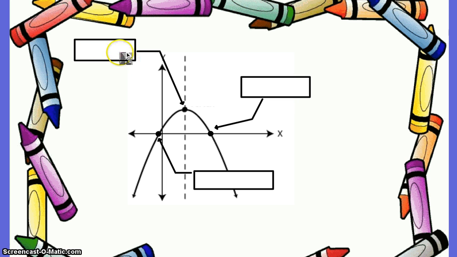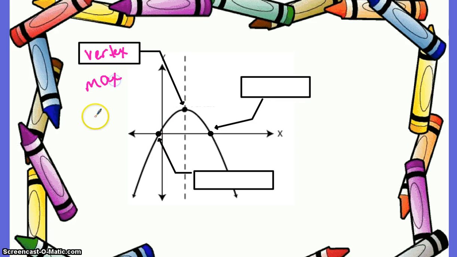First of all, the point where it changes directions, where it quits going up and starts going down, you call that the vertex. If it's at the top, it's a maximum, and if it's at the bottom, it's a minimum.